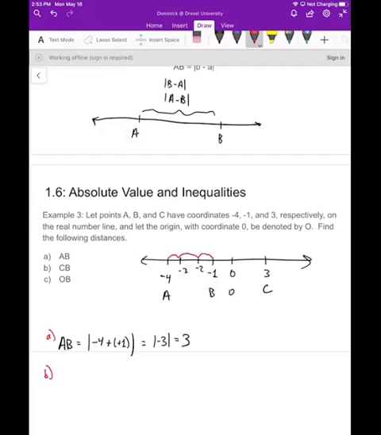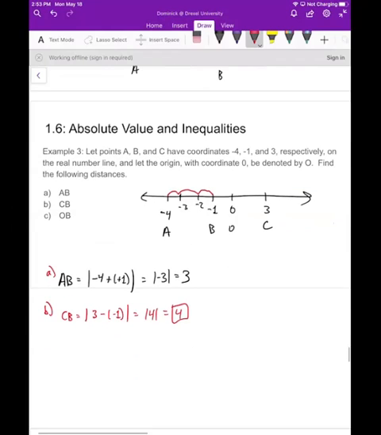For part B, I want to find CB. So C is 3, B is -1. So that's going to give me an absolute value of 4, which is just 4. And then part C, we want OB. So we have 0 minus -1. So we'll get an absolute value of 1, which is just 1. Okay, so that's the idea there.